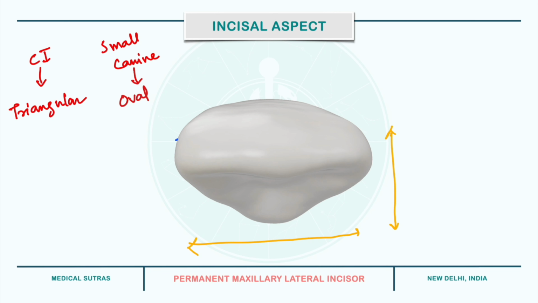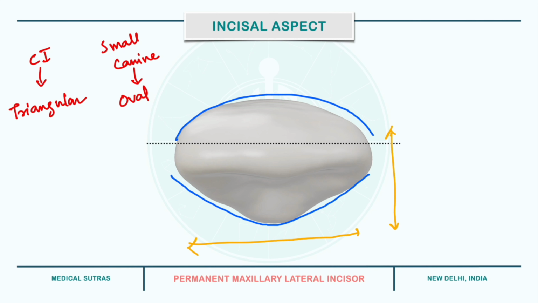The labial outline of the crown is more convex than that of the central incisor. Similarly, the lingual outline also appears more convex than that seen on the central incisor. An important point to note here is that the line bisecting the incisal ridge in mesiodistal direction is always straight, and it bisects the short arches representing mesial and distal contact areas.